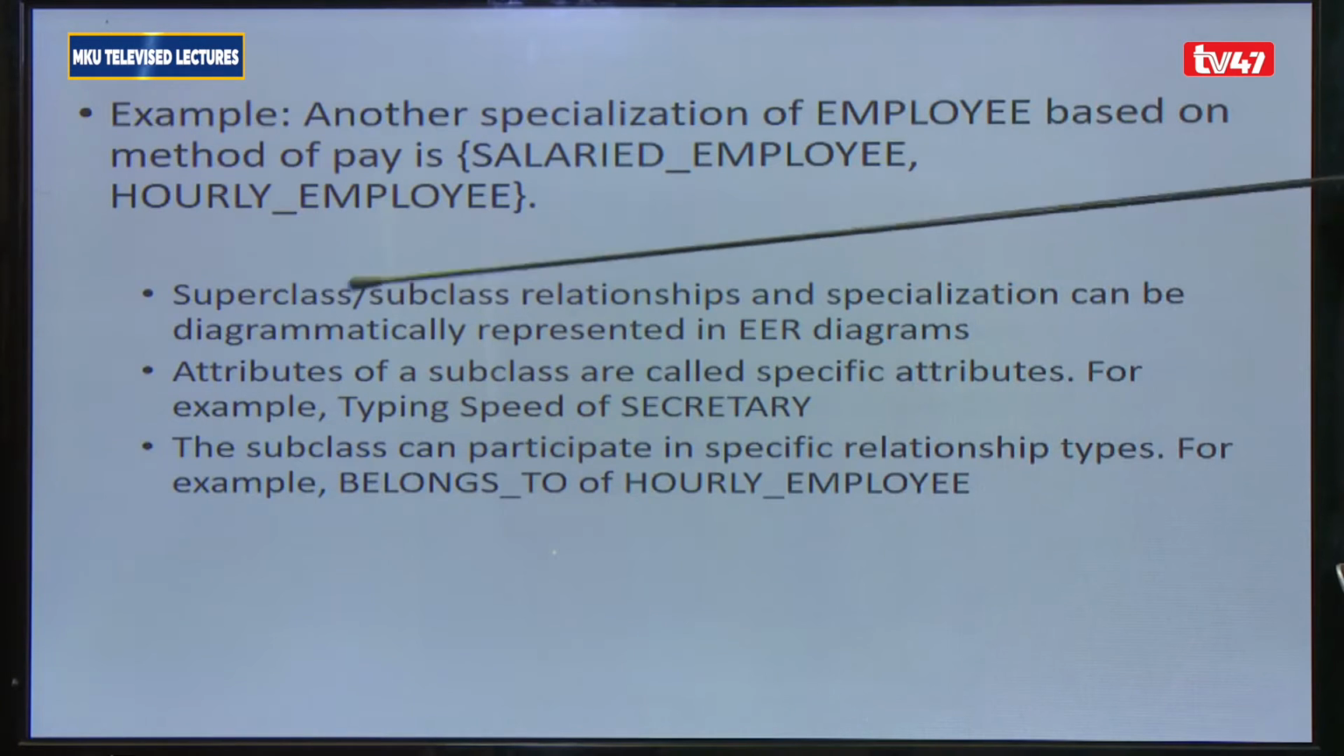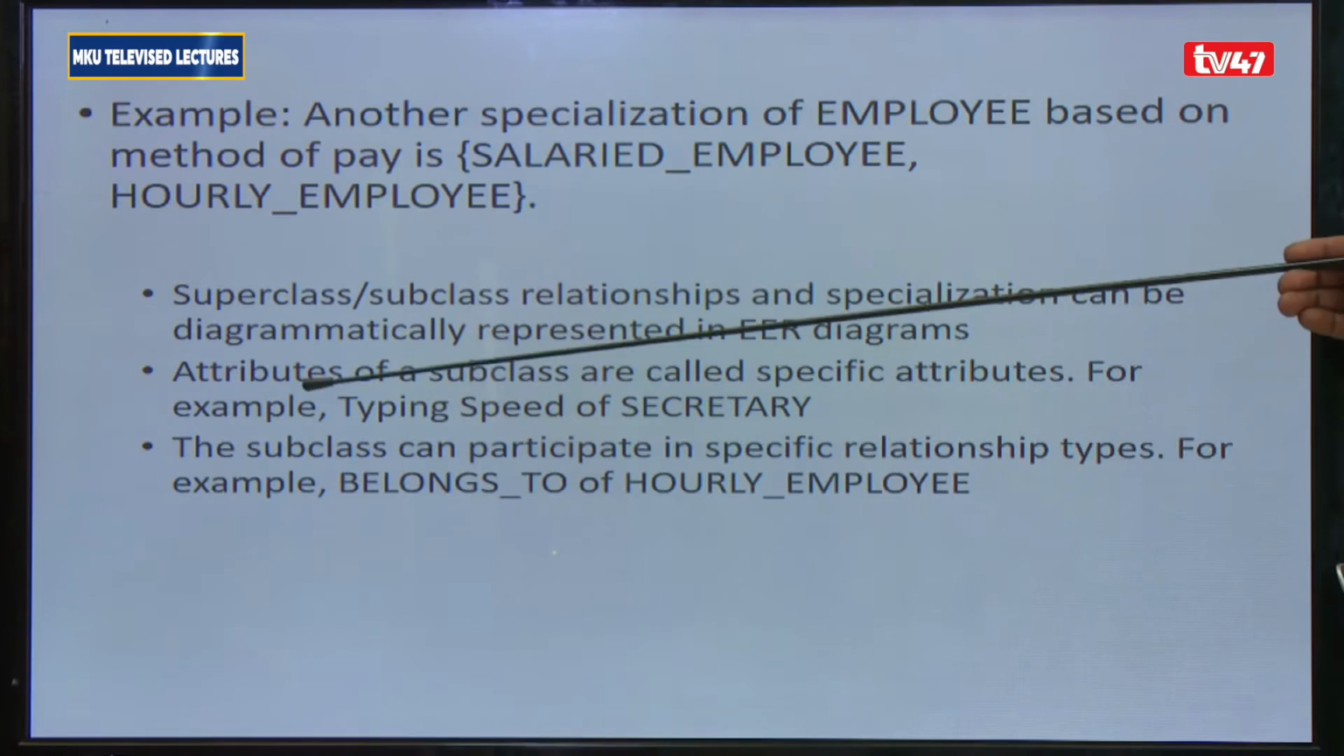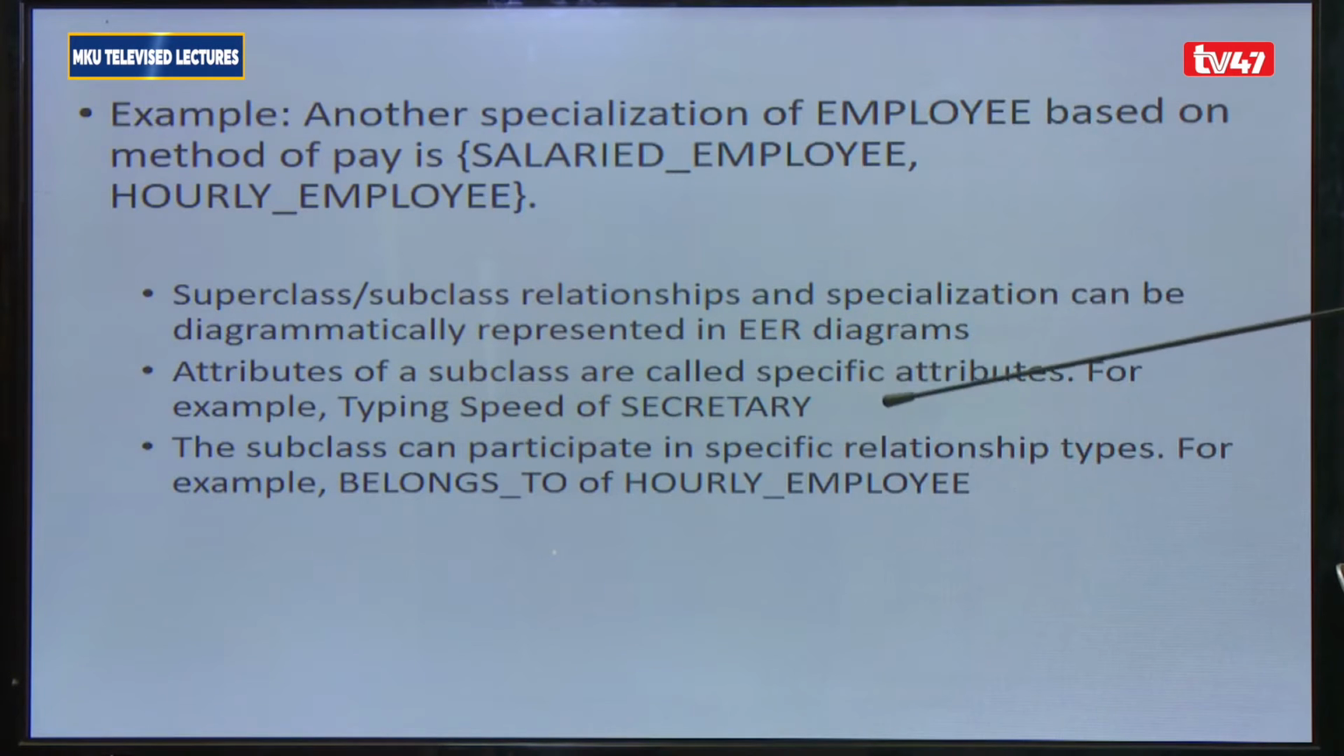So superclass-subclass relationships and generalization can be diagrammatically represented in ER diagrams. Attributes of a subclass are called specific attributes. For example, the typing speed for the secretary. In the example that we had in the earlier slide, we had a subclass called secretary as an employee. What would distinguish the secretary from the engineer?